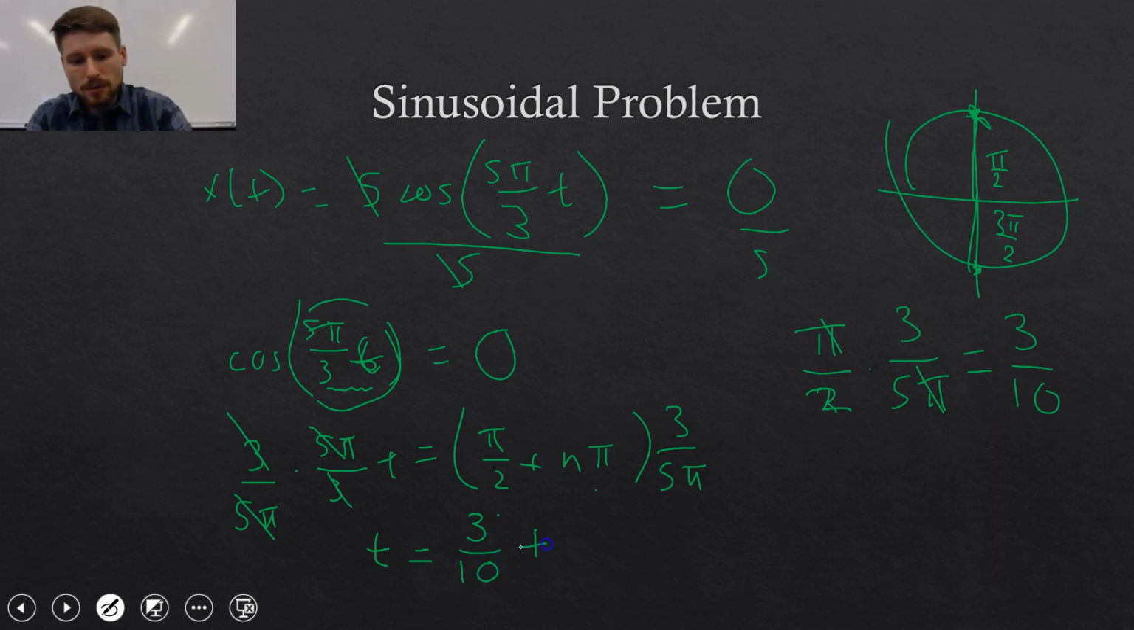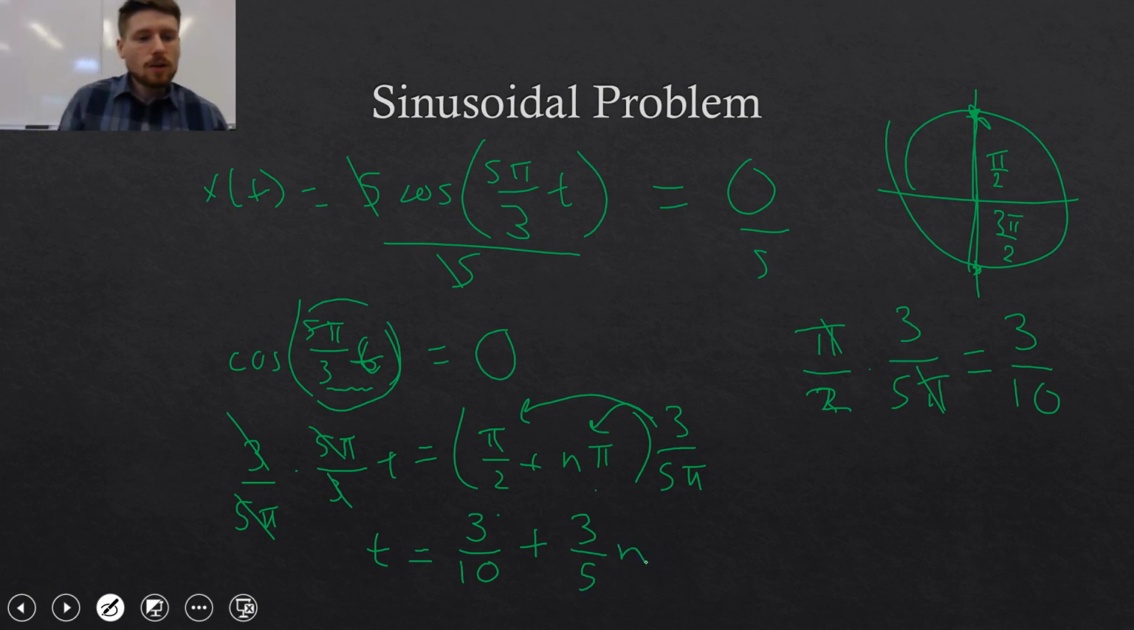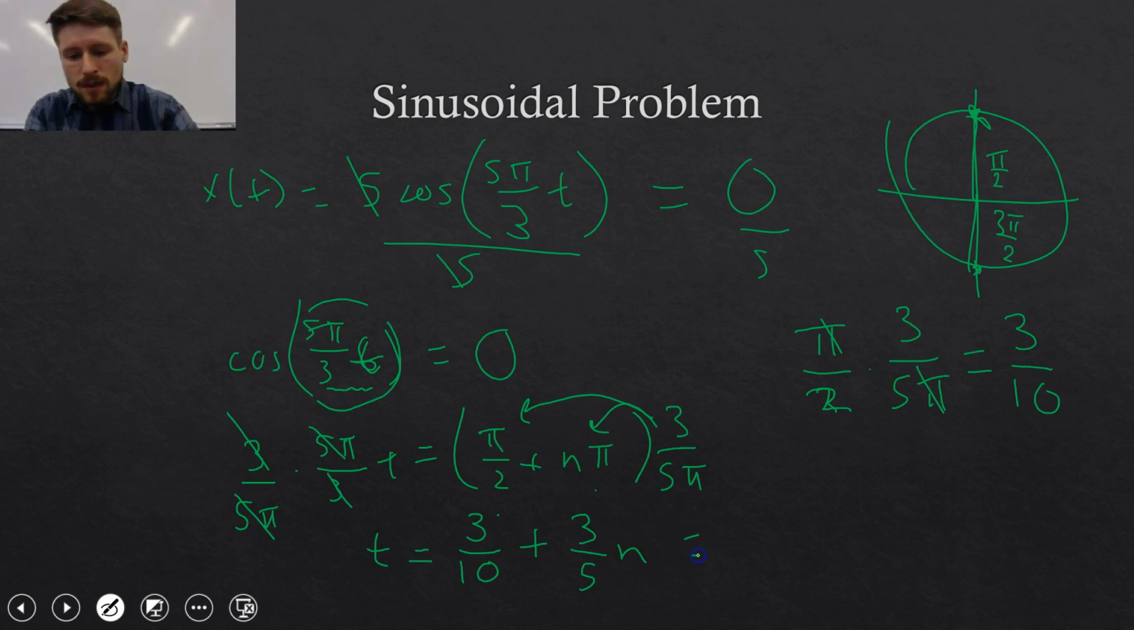And then the 3 over 5 pi multiplies this one and it multiplies this one, times the n pi. We see the pi's cancel and we're going to get 3 over 5 n. So this gives us a set of solutions, a set of times when the bob is in the middle, when the bob is at the equilibrium point. We can start listing them out. 3/10, so I'll list them as decimals.